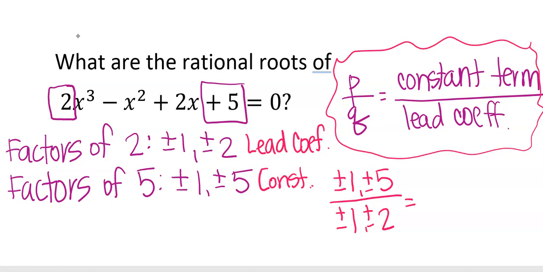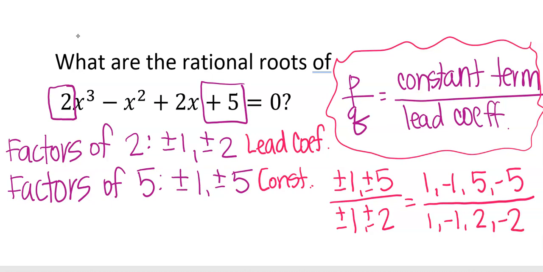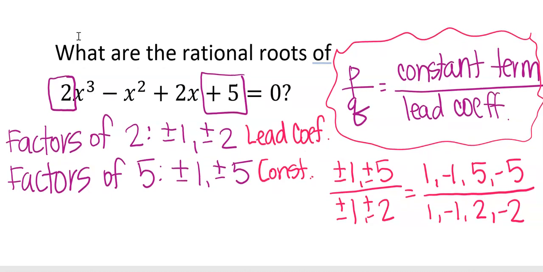Now I'm going to list them all. And if you want to do 1, -1, 5, -5, go for it. That's what it means. And I'll maybe do that so you know what I'm doing. And on the bottom, same thing. 1, -1, 2, -2. And they're all separate numbers. It's not one thing combined.